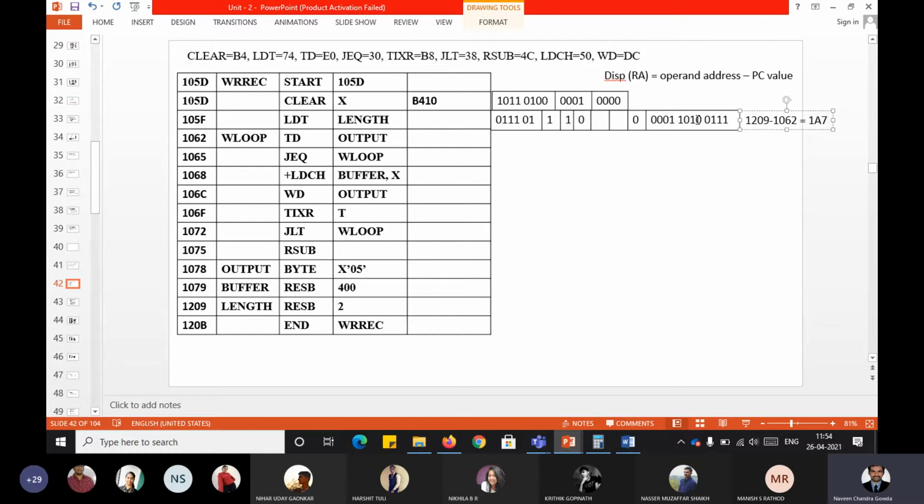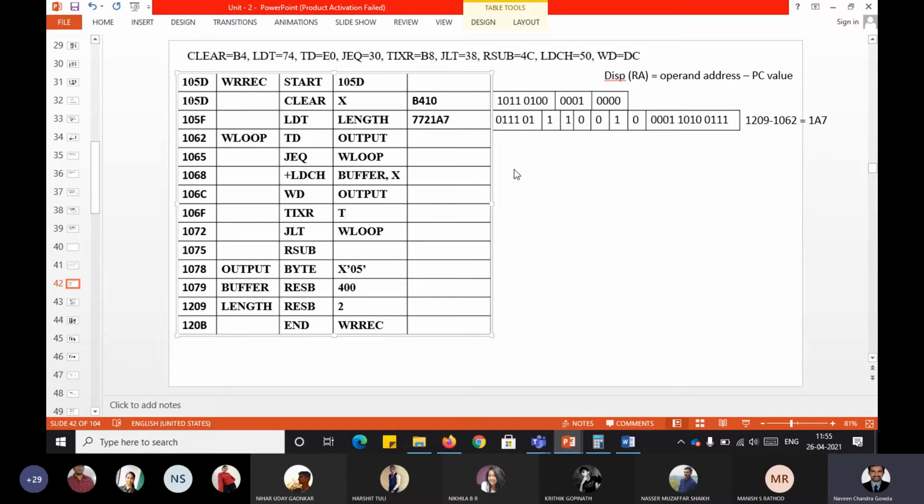So to find this displacement, which register did we make use of, PC or base? We made use of PC, so P is 1 and B is 0. Based on this, generate the object code. It is 7, followed by 0010, which is 2, followed by 1A7. 1A7, that's the object code.